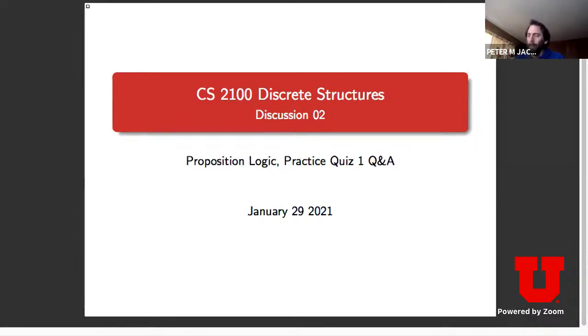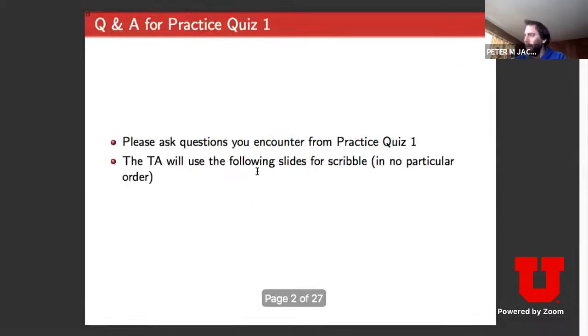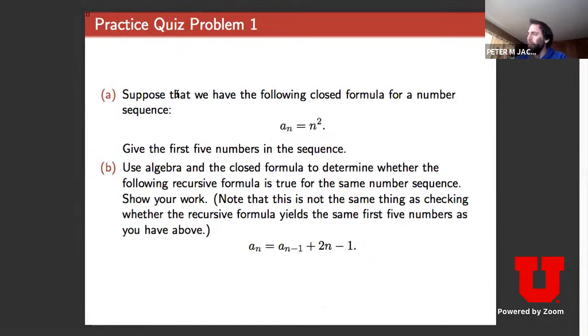All right. Can everyone see the screen with the slides on it? Yep. Okay. All right, we can get started. So we're just going to do more practice today. The first, let's see here. There we go. Okay, so here's the first one.